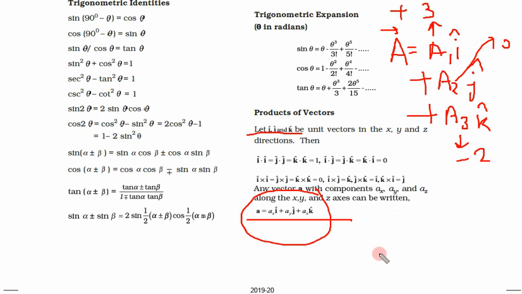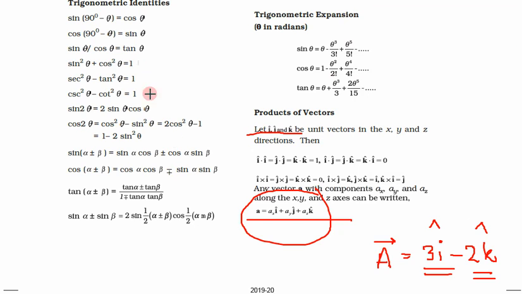So what is the vector? Vector A is equal to simply 3i, and this becomes 0, this is minus 2k. So what is the meaning of this? In the x direction we have traveled 3 units. In the y direction, since there is no j, we have not traveled in the y direction. Minus 2k means we have traveled 2 units in the negative z direction. So this is the meaning of this vector.